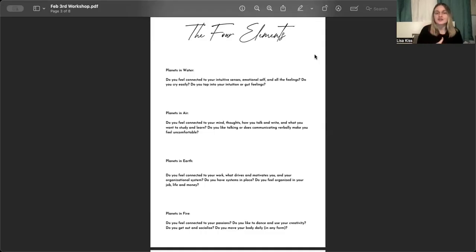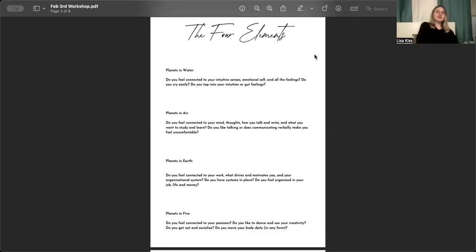So there's a few different ways I like to approach the elements, to just give a few different perspectives. So, moving on to Earth. Earth is your routines, your habits, things that ground you, like maybe it's your work, your job, and the money you earn, your income, and anything that you're building, any structures and systems you have in your life, organizing your physical sense of the things you have and feeling like that's all situated.